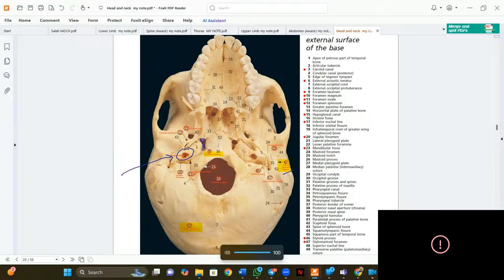10 foramen magnum. 11 is foramen ovale. But 12, wait, please give some seconds to digest. Foramen ovale. Then 12. 12 is foramen spinosum.